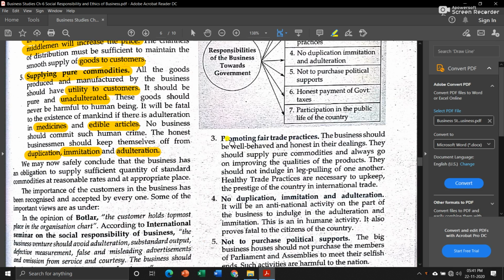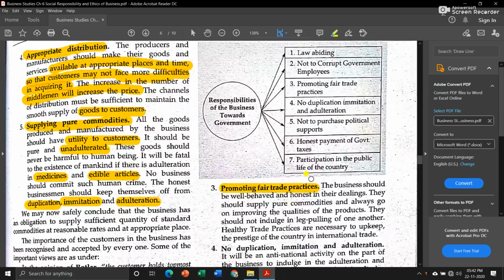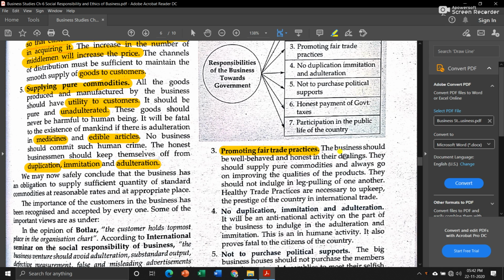Then next is promoting fair trade practices. The business should be well behaved and honest in their dealings. They should supply pure commodities and always go on improving the quality of the products. They should not indulge in leg pulling of one another. Means in order to increase their sales, they should not pull the leg of their competitor, but they should try to improve the quality of their own products. Healthy trade practices are necessary to upkeep the prestige of the country in international trade. Means there are certain health practices or health standards created by the government. So businesses involved in producing eatables or edible goods have to follow all those health practices.